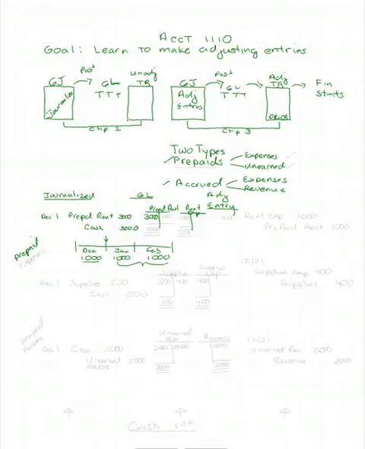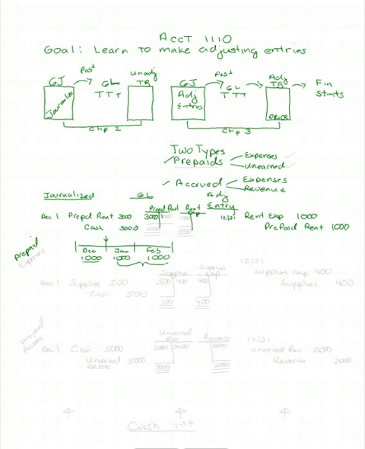So I will make an entry that says rent expense and prepaid rent, and this is an adjusting entry. It adjusts the balances in prepaid rent and rent expense to be correct, and it's dated the end of the month. Rent expense will be $1,000. That's what we used in December, and prepaid rent will be $1,000. That's how much has been consumed.